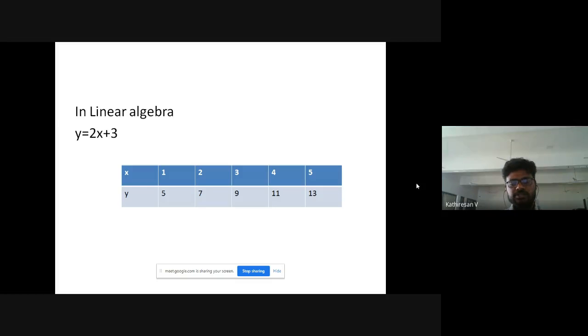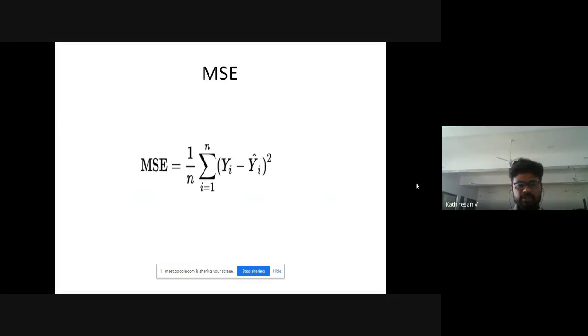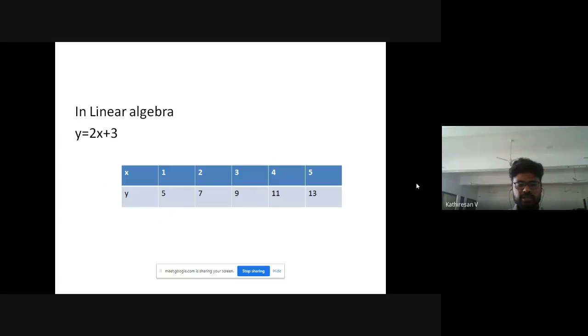Here it is opposite. This data is given to you: X and Y. All the X values 1, 2, 3, 4, 5 are given to you, and the Y values are also given to you: 5, 7, 9, 11, 13. By this, you have to find this particular equation.